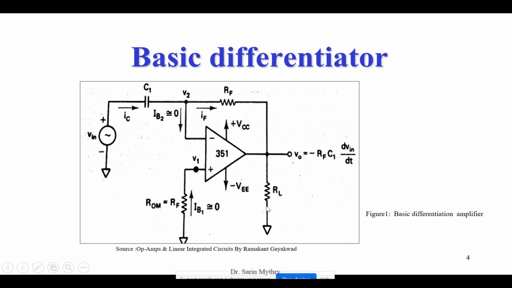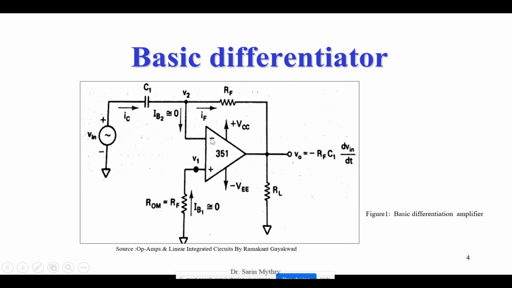Your RL is a load resistor and this is IF, a feedback resistor. The currents IB, IB1 and IB2 are equal to 0, because I told earlier that since these two terminals are virtually connected, by the virtual ground concept the voltage V1 is going to become 0, and the currents IB, IB1 and IB2 are going to become 0.